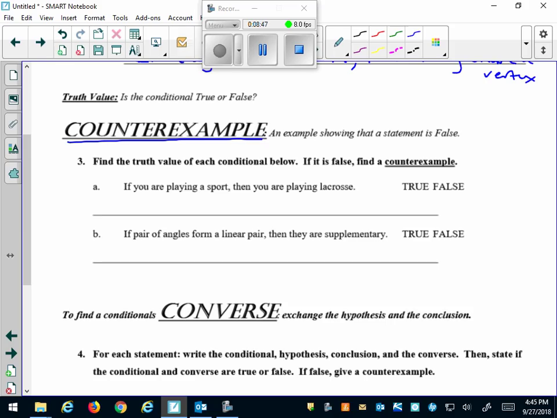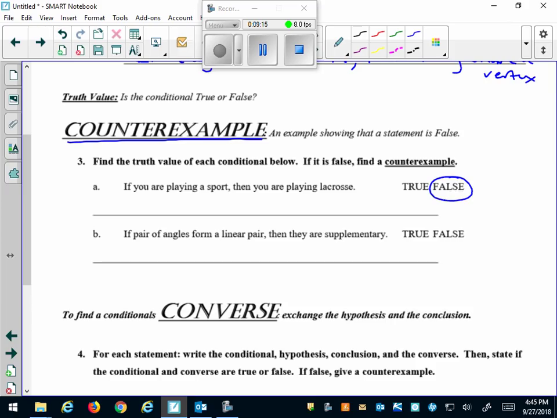So let's look at these conditionals. If you are playing a sport, then you are playing lacrosse. Is that true or false? Now remember, for something to be considered true, it has to be considered always true. If you can think of a situation that would be different than this, then it would have to be false. So if you are playing a sport, then you are always playing lacrosse. Is that true? No, of course that's false.